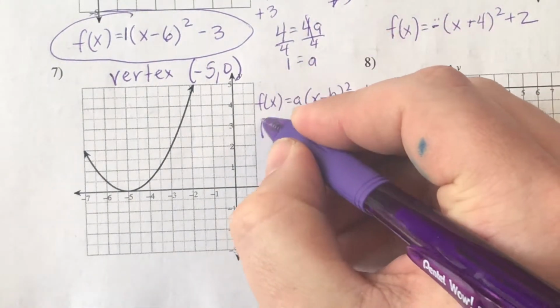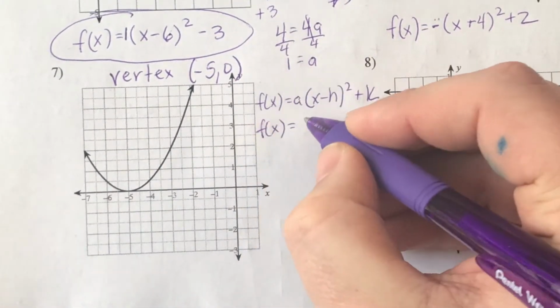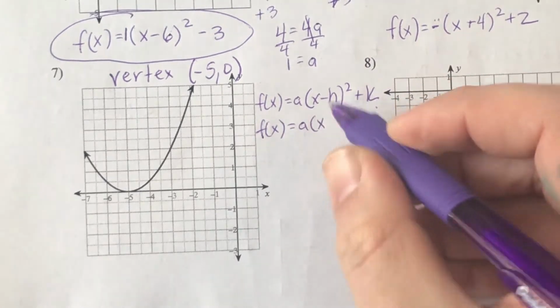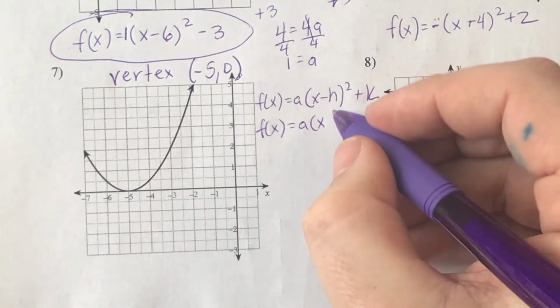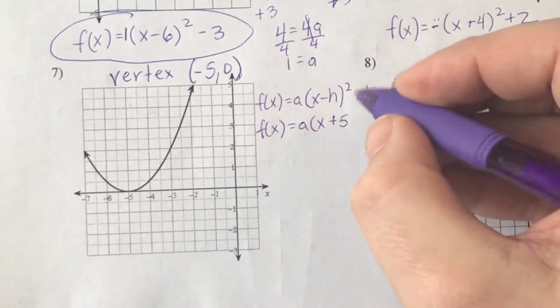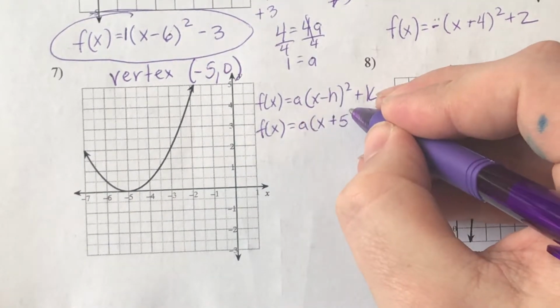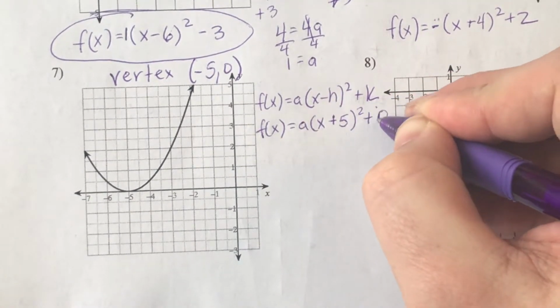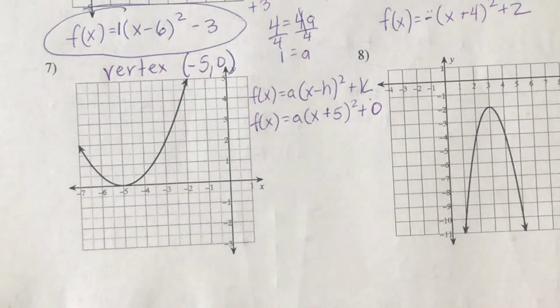So here we have f of x, and we can plug in our vertex now. So we got a and then x, and then what we can say here is it's the opposite of that, so it's going to be +5. And then k is just simply going to be squared. And then we can say +0 just so we can kind of see that form. So once we have our vertex, we got our formula written out.